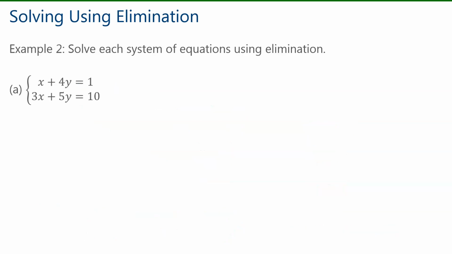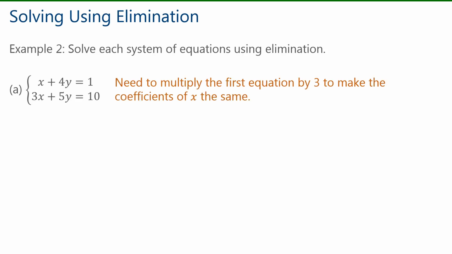So now we have example 2, where we still need to solve the system using elimination, but we're going to have to do an extra step here. So just look at the coefficients of x and y. Neither of them have the same coefficient, like we had in the previous examples. So what we're going to have to do here is multiply the first equation by 3 to make the coefficients of x the same. So let's go ahead and multiply the whole equation by 3.